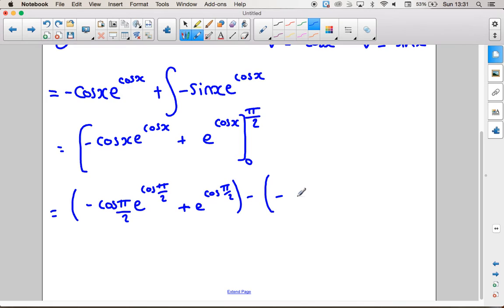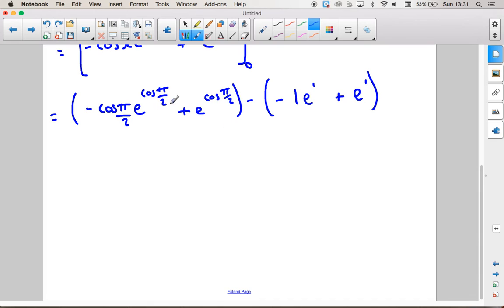Minus cos of 0. Cos of 0 is 1. I'm going to work these out as we go. Times e to the cos of 0, so e to the 1, which is just e, plus e to the cos 0, e to the 1. You can see that these are going to cancel. Minus e to the 1 plus e to the 1, that's all going to go.